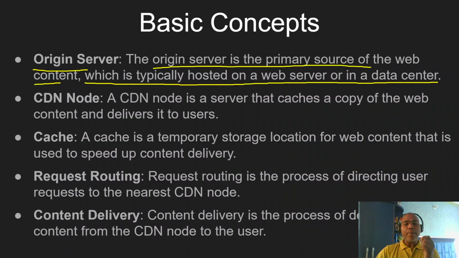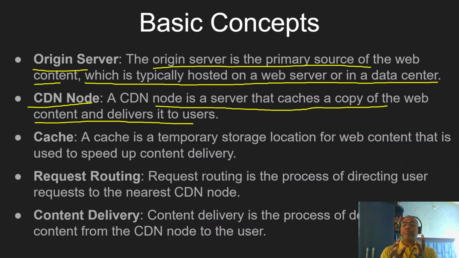After that, we come to the CDN. One is the CDN node. A CDN node is a server that caches a copy of web content and delivers it to users. So a CDN node is also a server. It can make a copy of your web server, your origin server, and hold it per instance.